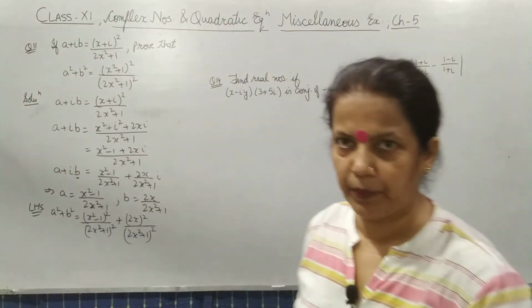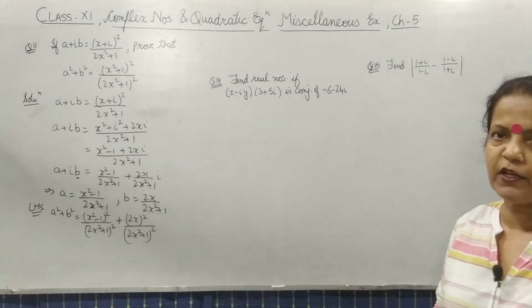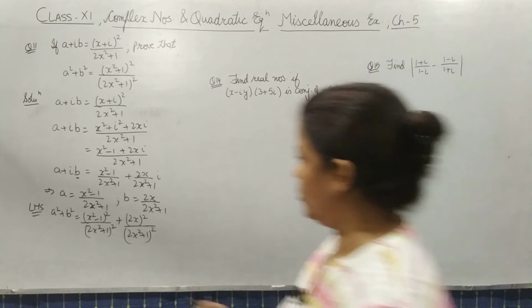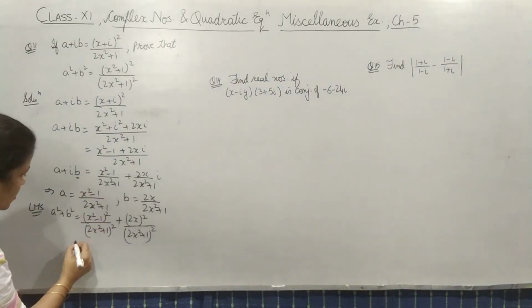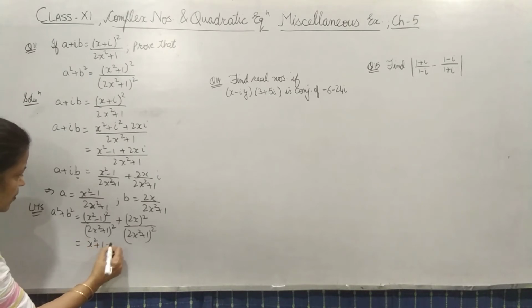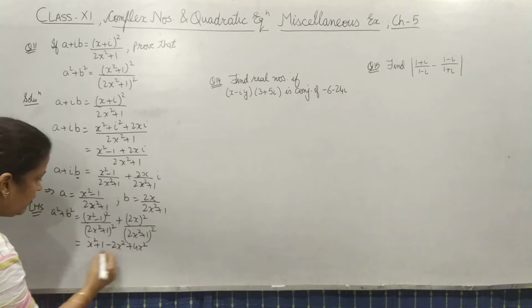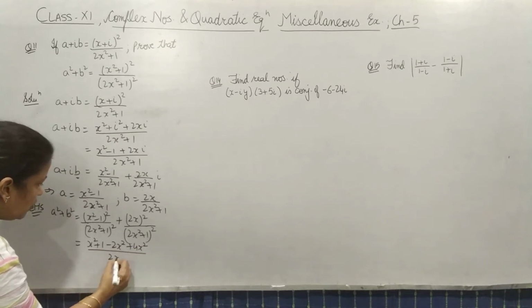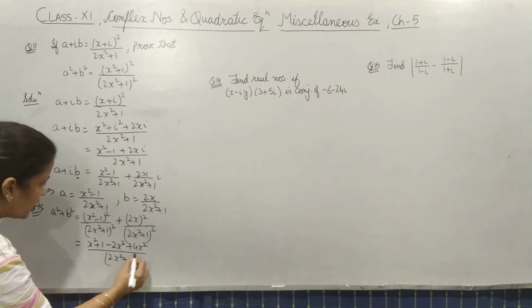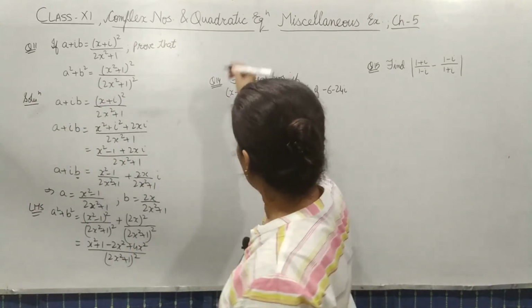What should be the next step now? Take its LCM. By taking its LCM, you will get a square plus b square minus 2ab plus 4x square upon (2x square plus 1) whole square. Look here, you can solve it further.